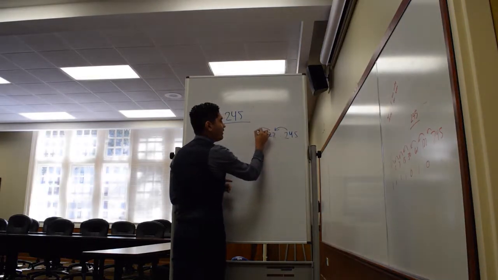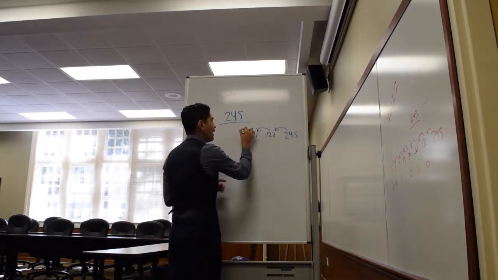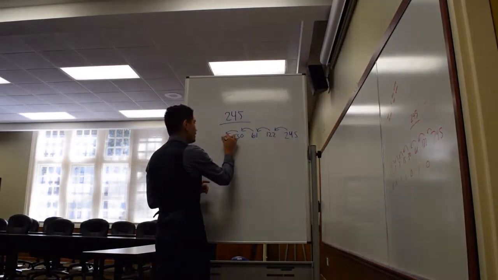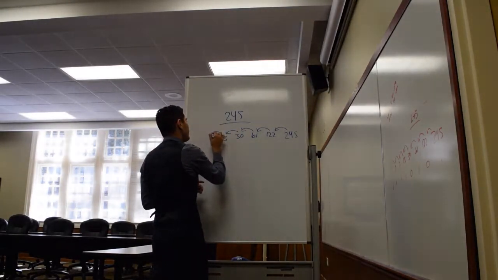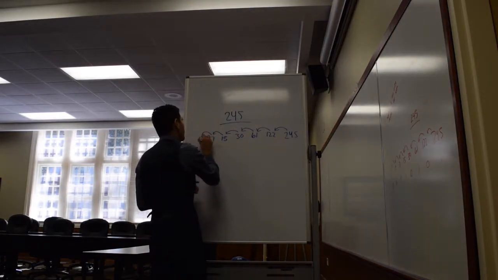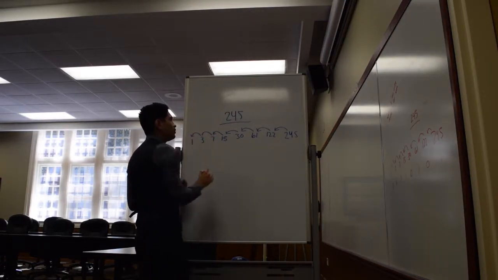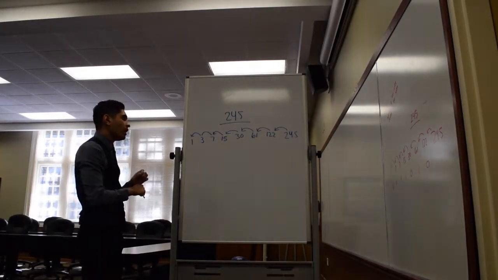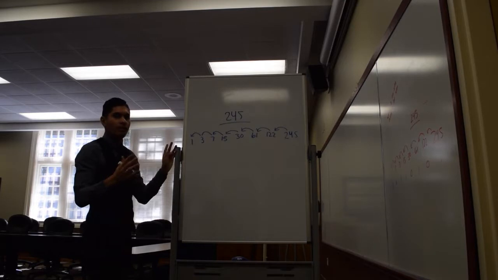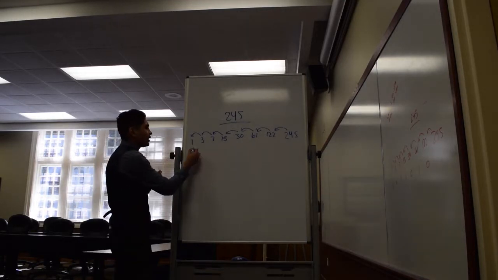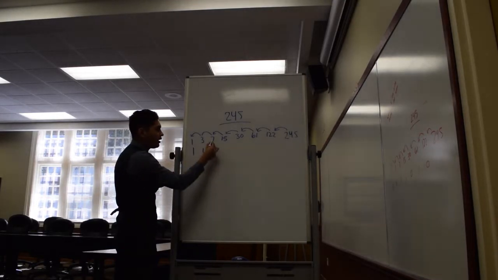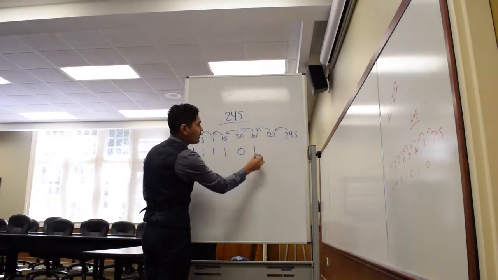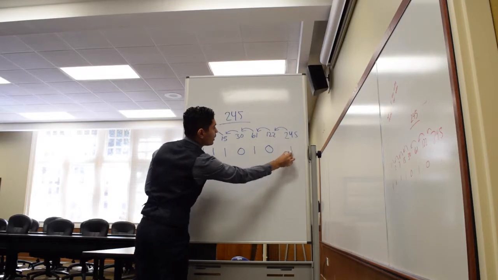122, and half of that is 61, half of that is 30, half of that is 15, half of that is 7, and then half of that is 3 and 1. And so now you are going to start placing your ones and zeros. You only place a 1 if it's an odd number. So here you're going to place a 1, a 1, a 1, a 1. Here you'll place a 0, a 1, a 0, and a 1.